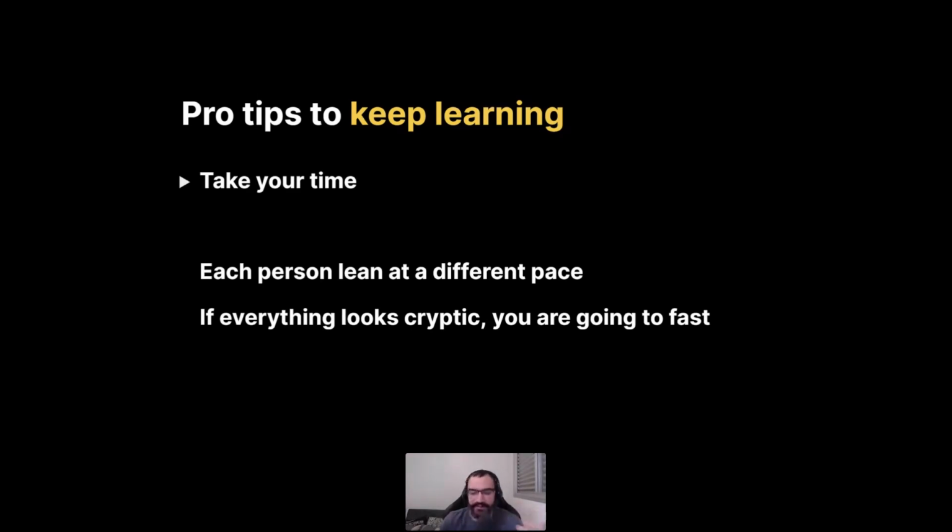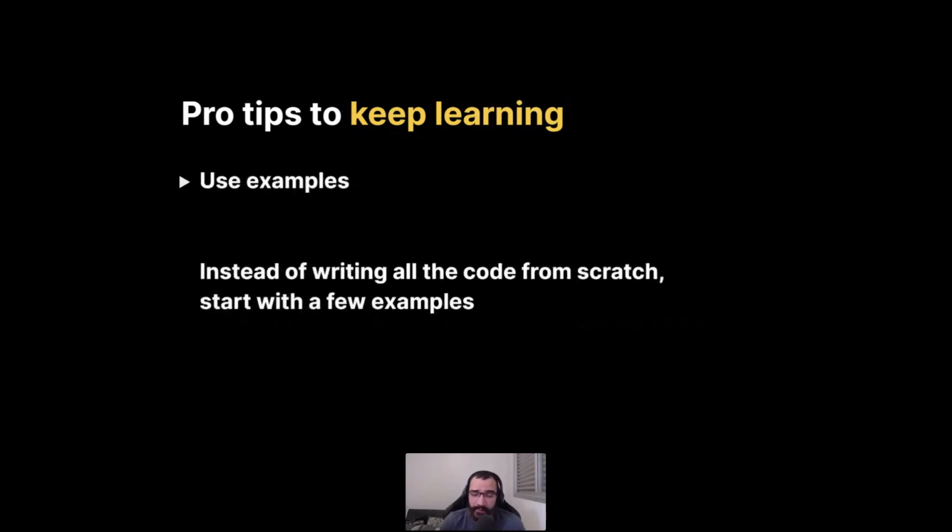And if everything looks super cryptic, like you're not understanding anything, you're probably going too fast. So just try to step back, review the concepts, practice a little bit more until you try to learn another concept. Another thing is use examples. Try to find examples online. There are good resources out there that you can try to understand and modify. So if everything seems too complex for you, try to find a couple of examples that solve the problem that you're looking for. This usually helps us to learn as well.